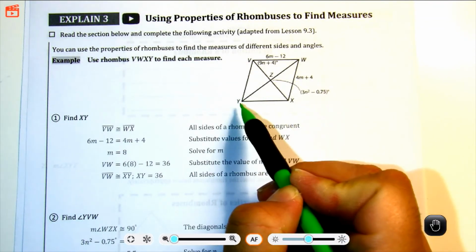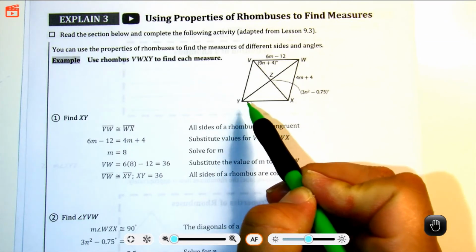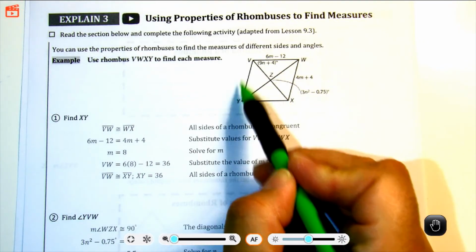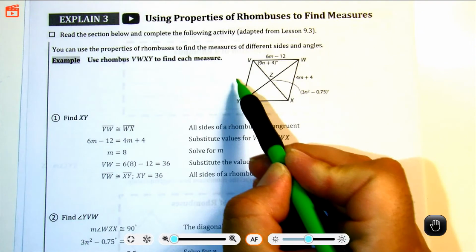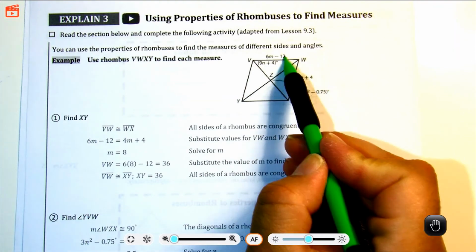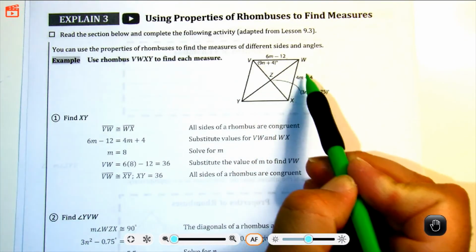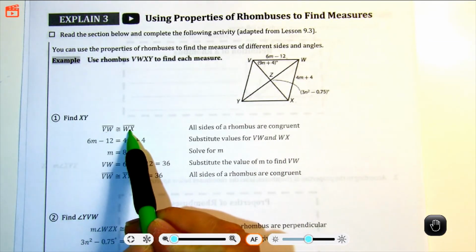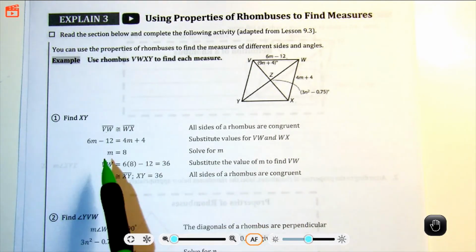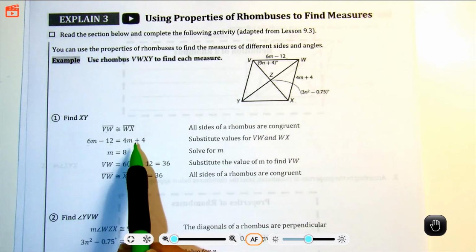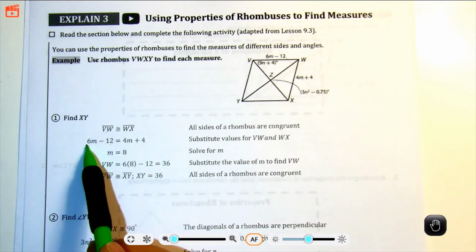So remembering the properties of a rhombus, all sides are equal to each other. So if this side is 5, this is 5, this is 5, and this is 5. Knowing that each side is equal to each other, we could say that VW is equal to WX. So VW equals WX. Then if we substitute the values for VW and WX, 6m minus 12 is equal to 4m plus 4. Doing some algebra, so subtracting 4m to this side, adding 12 to this side, and dividing, we get m is equal to 8.